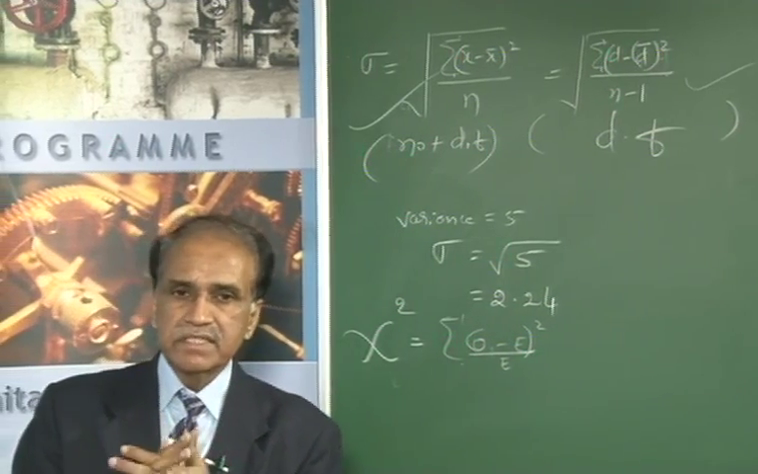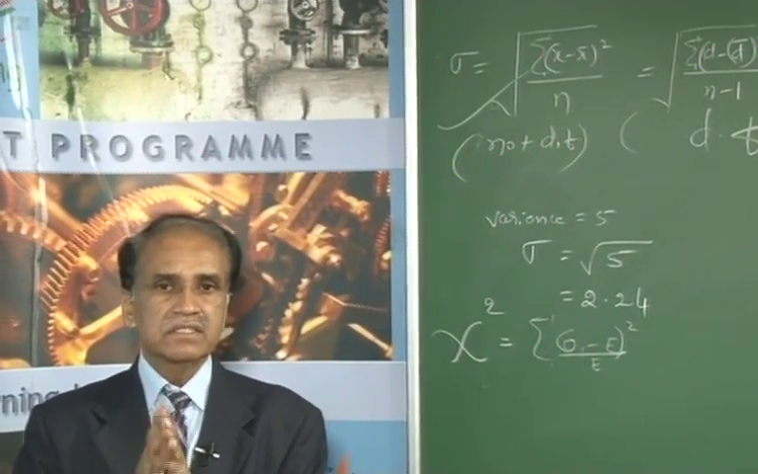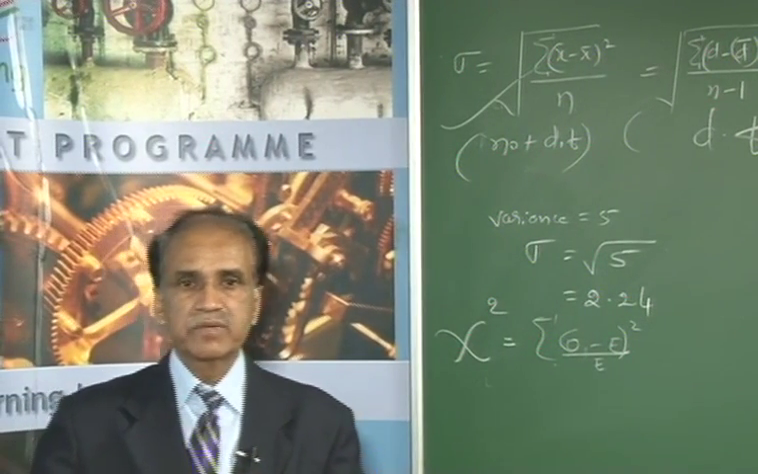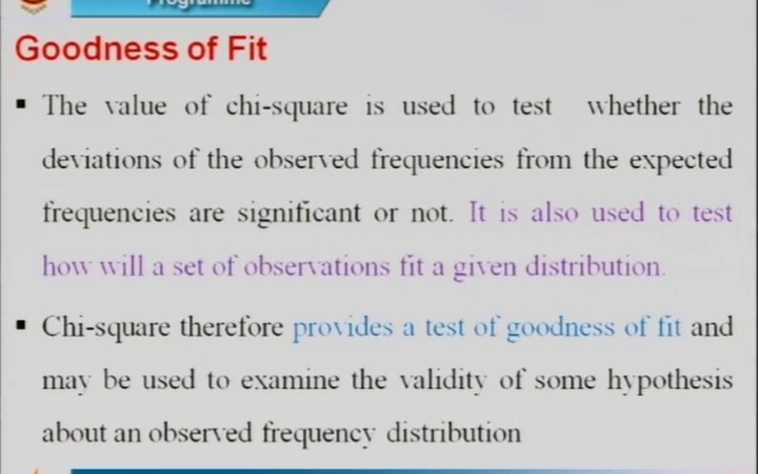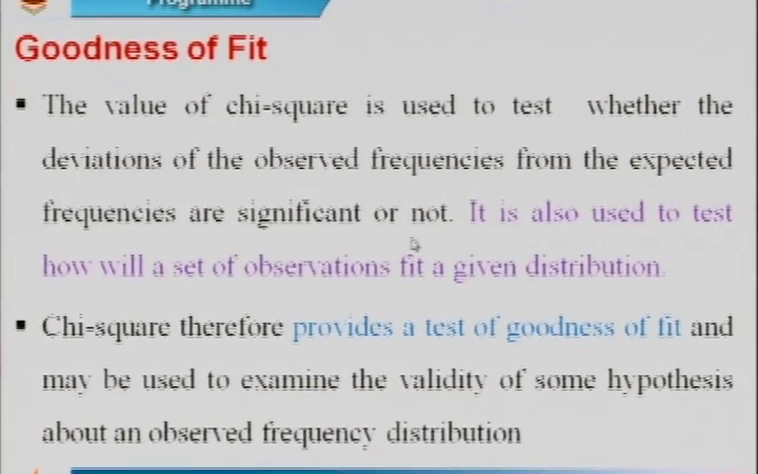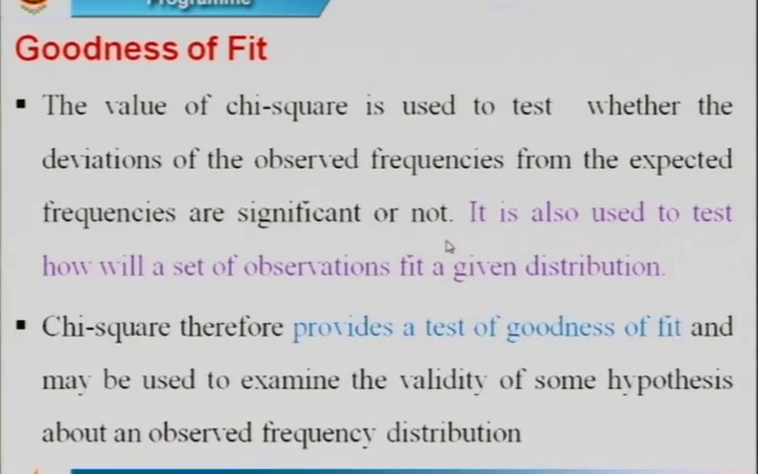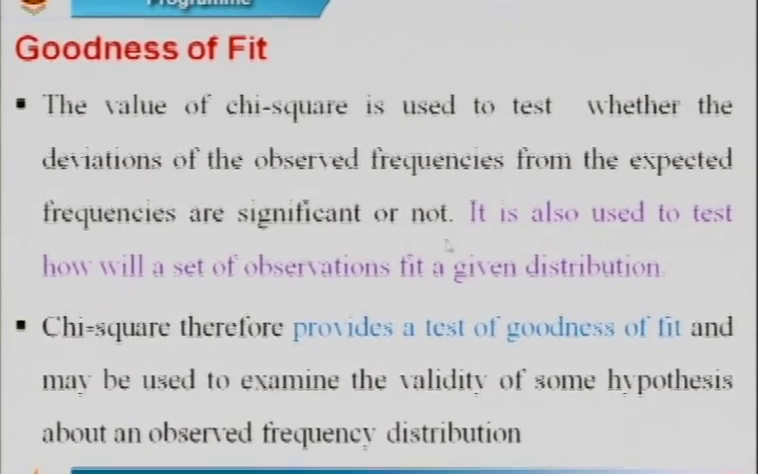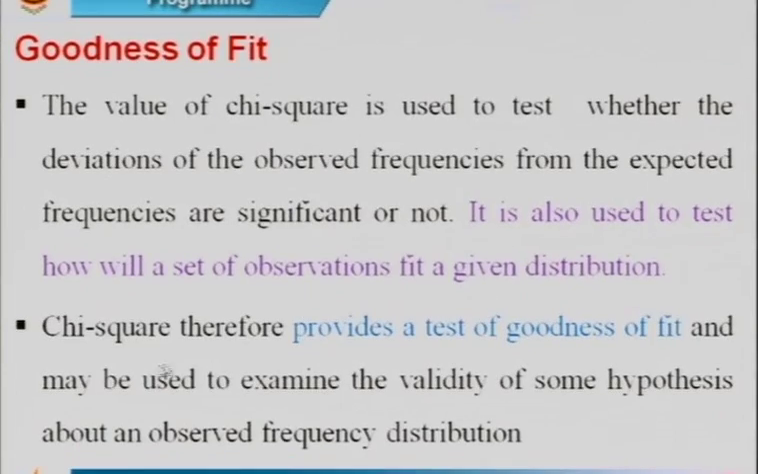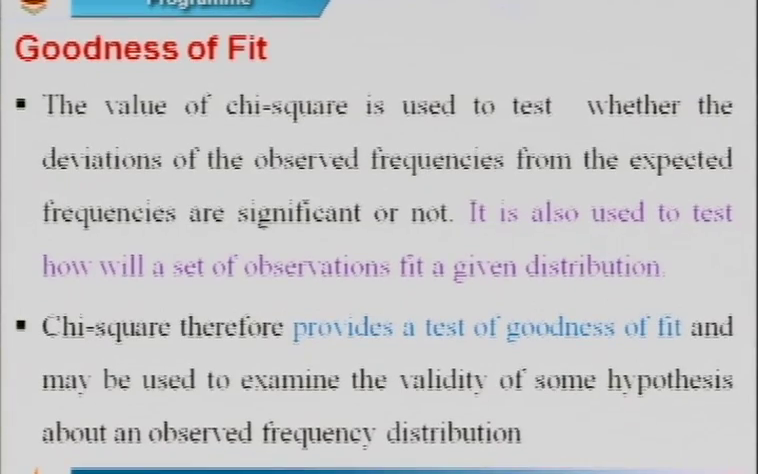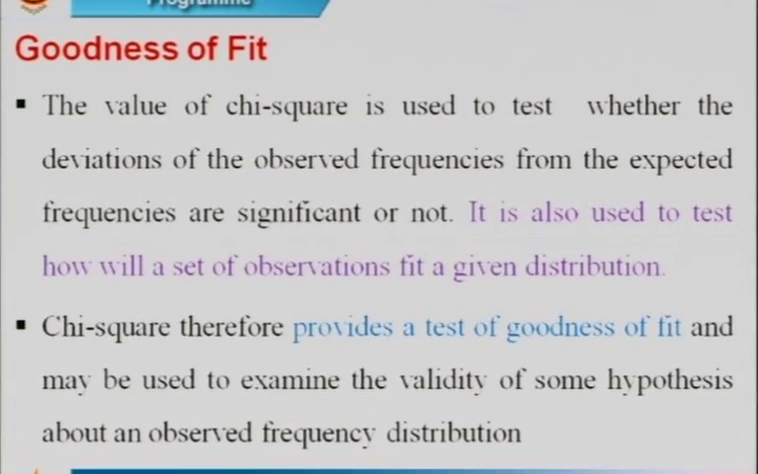What do we conclude with this, and what is the advantage of the chi-square test? Let me explain. The value of chi-square is used to test whether the deviations of the observed frequencies from the expected frequencies are significant or not. It is also used to test how well a set of observations fits a given distribution. In the previous situation when we applied the t-test, the values referred only to the values of the statistical variable x, but here we consider the number of observations in each class.